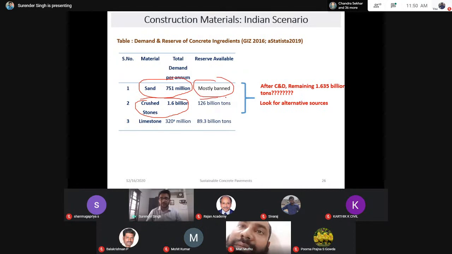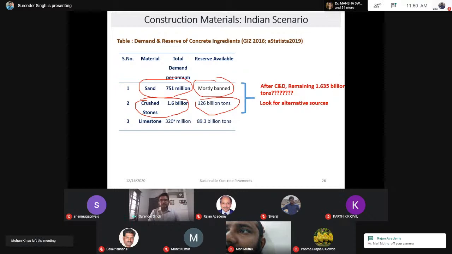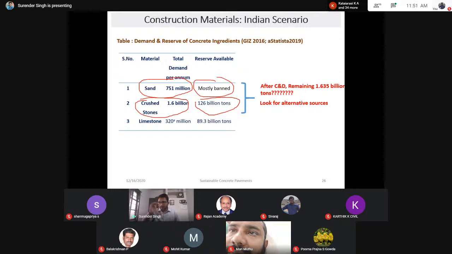Then I'll go and demolish the mountains and I can get it. For how long? Only 30 to 40 years. After 30 to 40 years, we will not have it. And moreover, most of these resources are in reserved areas where there are plants and reserved forests. You cannot take it. So that means we have to look for waste materials, alternative materials that we can use.